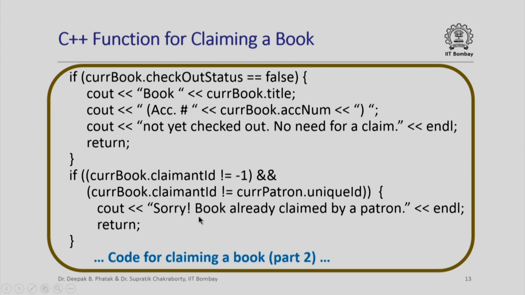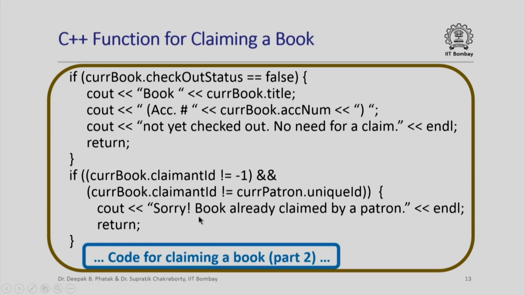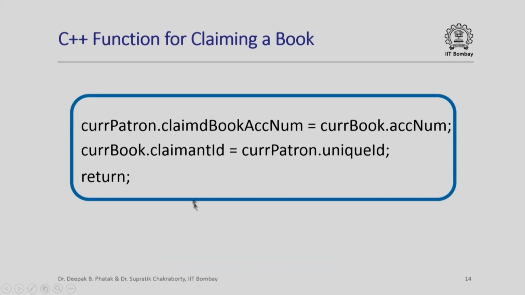And if none of these checks pass, then we can allow current patron to register a claim for current book. And how does that happen? We basically copy current book's accession number to the claimed book accession number member of current patron, and we copy the unique ID of current patron to the claimant ID member of current book, and we return. So, this is how we can implement claiming of a book in our library information management system.